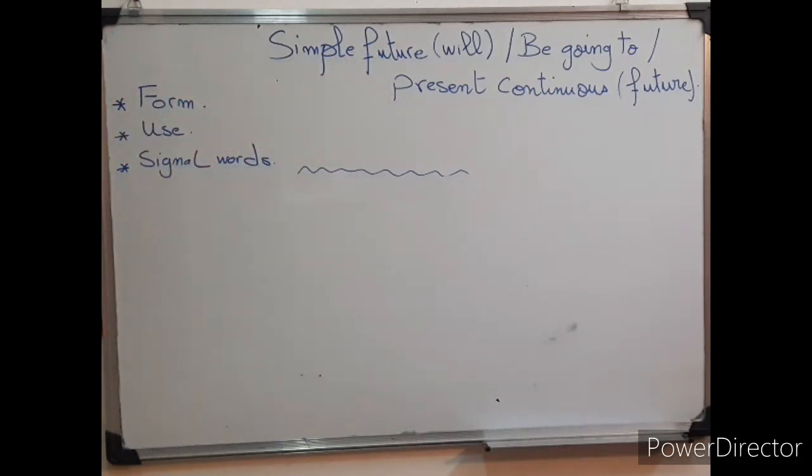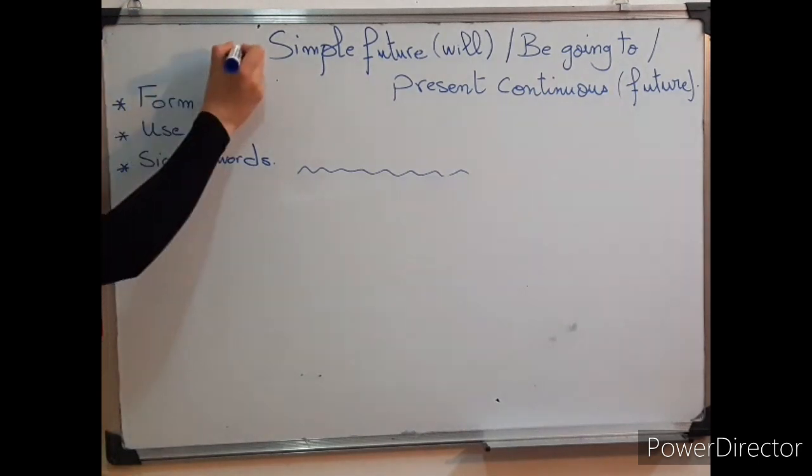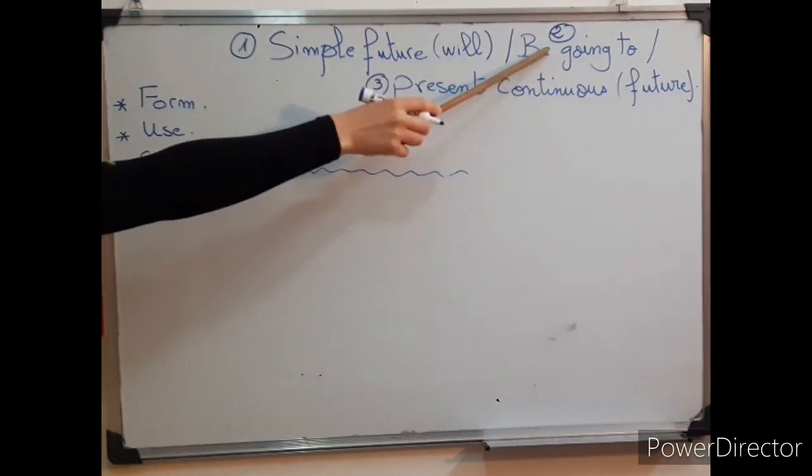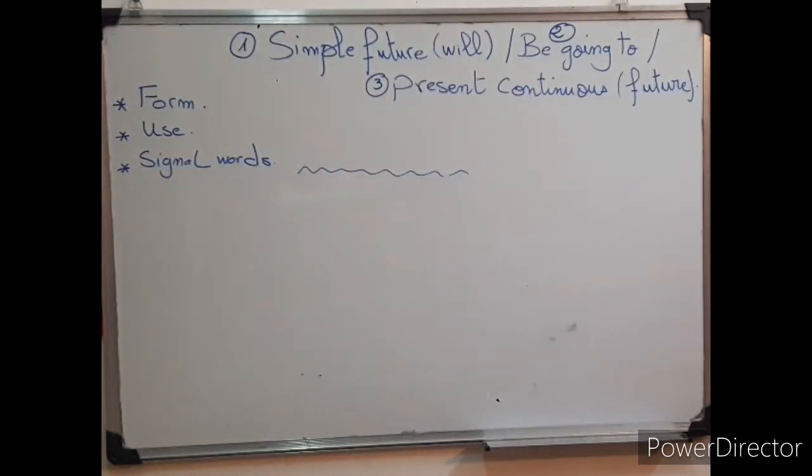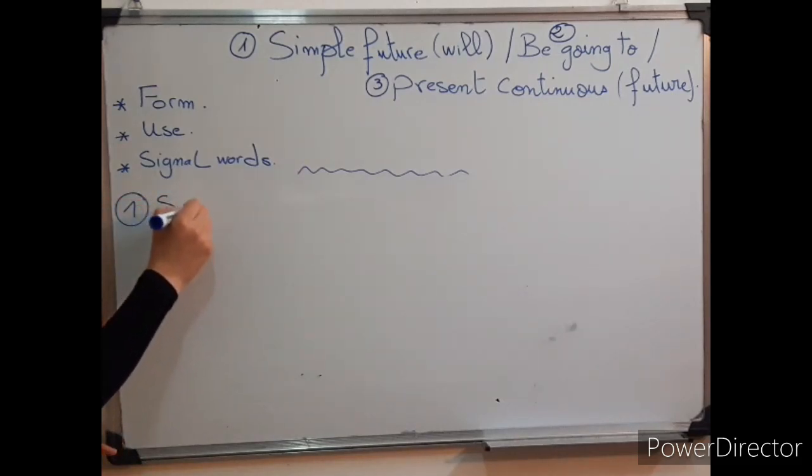So what's the difference between them, and how can I form a sentence, etc. This is what we're going to know in today's lesson. So we're going to deal with the form, with the use, and with some signal words. Clear? So let's start first of all with the simple future. So this is, let's say this is number 1. Number 2, present continuous is number 3. So let's start with number 1. Simple future.